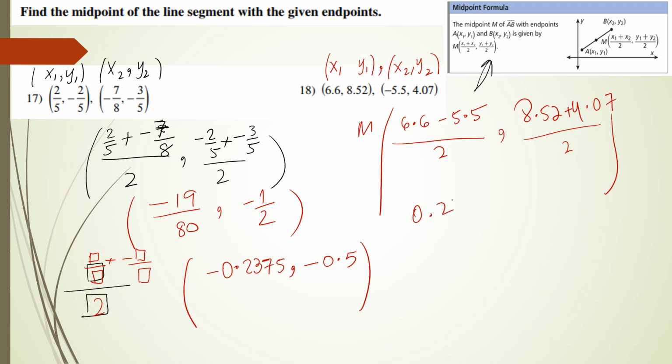So 0.55, and now make the second one, which is 8.52 plus 4.07 divided by 2. So you will get 6.295. Use the calculator to check the calculation. Maybe if I'm making a mistake somewhere in using the calculator, then you make it correctly. Next question.